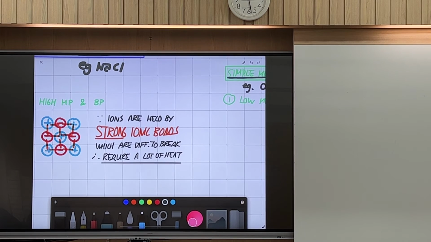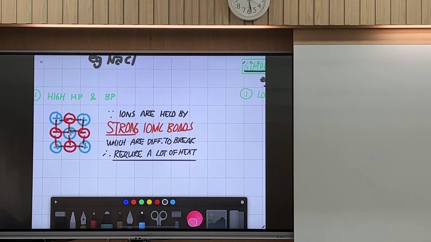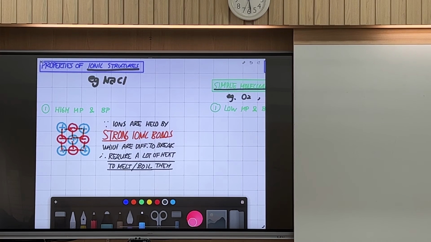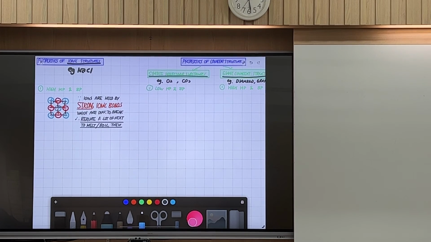Like I say, a lot of students miss this statement in the answer, which is why you won't score fully. You have to say, well, if they are so difficult to break, so what? That will mean it requires a lot of heat to melt or boil these structures. You must not forget this last sentence here. Therefore, the high melting point.